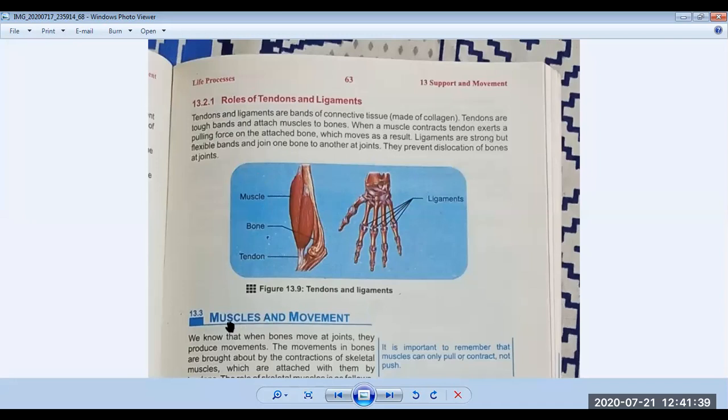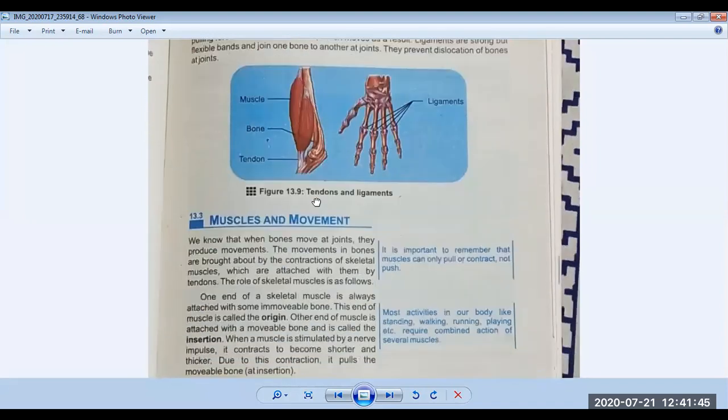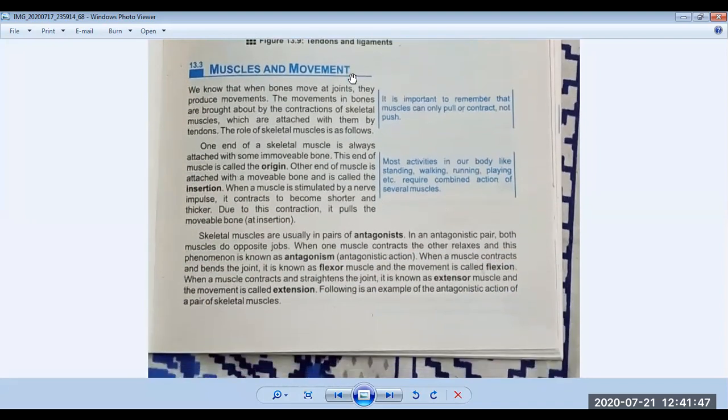Now come to the next topic. This is muscles and movement. Now we will discuss how our muscles move along with our bones in our body. Before starting this topic, first we will discuss the side box. Look at the side box.